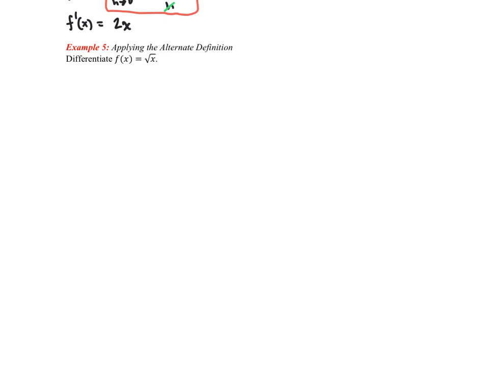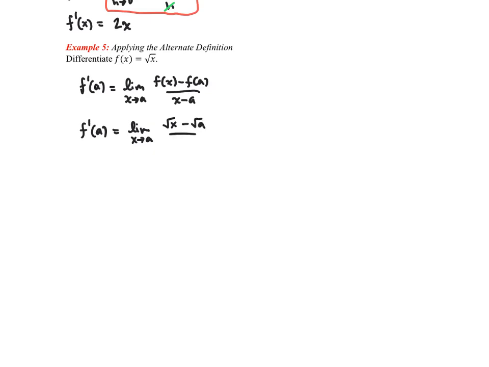All right, let's look at example 5 and apply the definition, actually the alternate definition, to differentiate f of x equals square root of x. Okay, so the alternate definition tells us that f prime at a is equal to the limit as x approaches a of f of x minus f of a over x minus a. All right, so this is going to be the derivative at x equals a. Let's do a little work here. Plug in our function and evaluate at x and at a. So f of x is square root of x, f of a is square root of a, over x minus a.